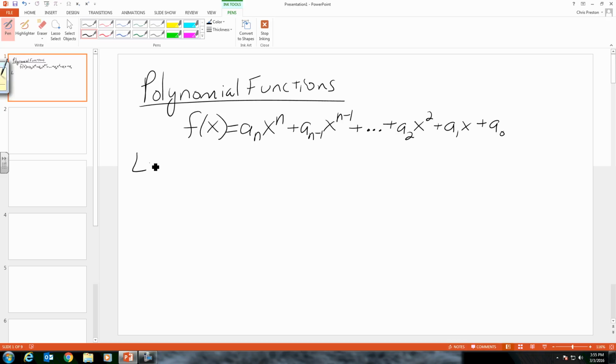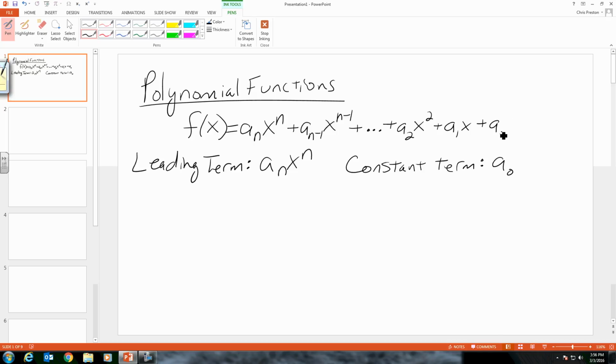Here we have a leading term, and the leading term is the one with the highest power. So in my generic version here, it would be this a sub n, x to the n. We also have a constant term, and the constant term is this a sub 0, this term without a variable on it. And any of these coefficients could be 0. So you could have x to the 5th, but not an x to the 4th because its coefficient is 0, and so on.